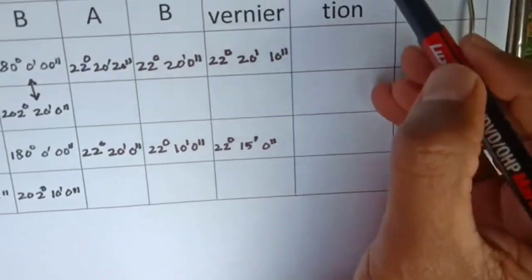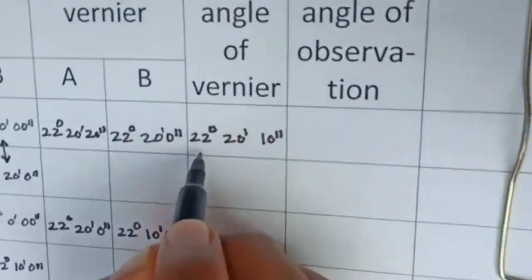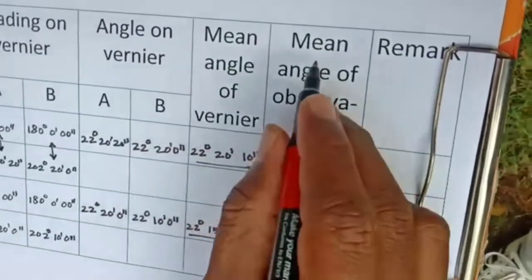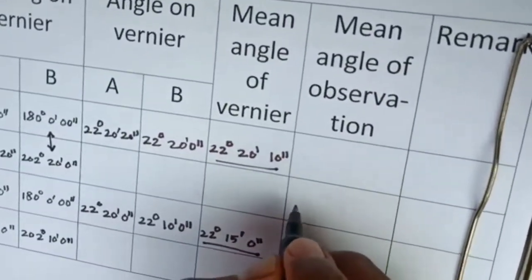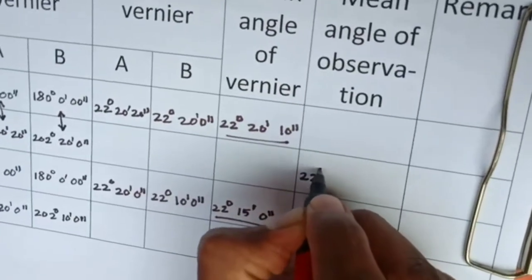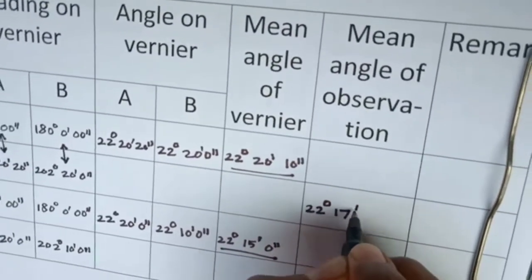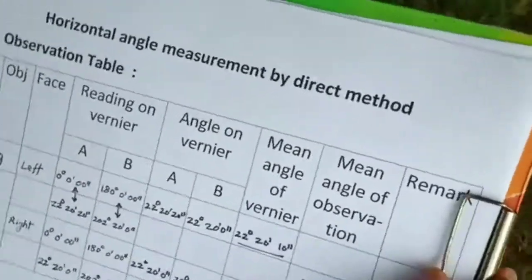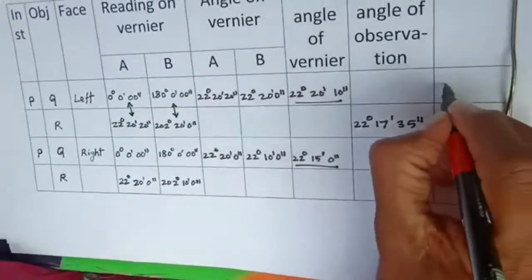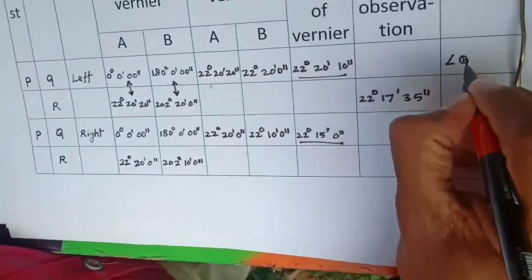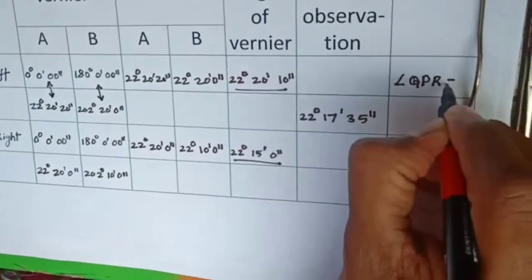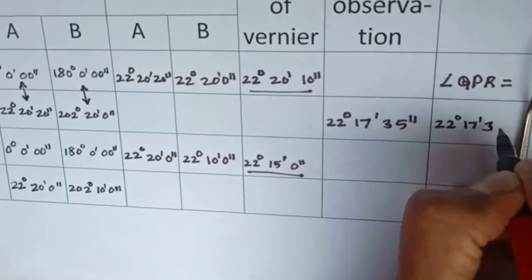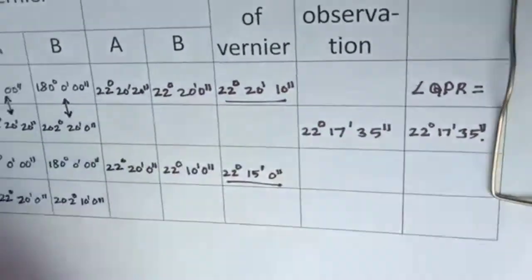Now the mean angle of observation: face left observation plus face right observation divided by 2 gives the mean angle of observation, and this is 22 degree, 17 minute, 35 second. So our horizontal angle QPR is 22 degree, 17 minute, 35 second. Thank you.